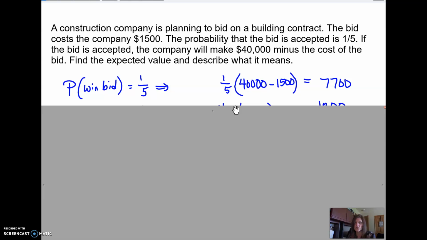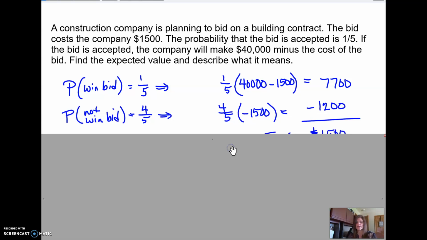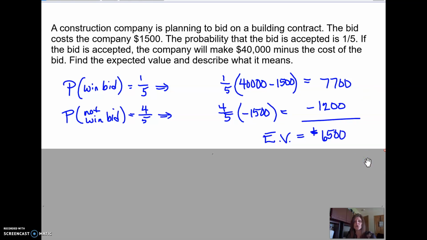It's positive, that's good. But they could also not get the bid, right? So the probability they don't win the bid is 4/5. And in that case, the outcome is you've lost the entire $1,500. So 4/5 times the negative $1,500 leaves me with negative $1,200. I add these two together and come up with expected value of $6,500.